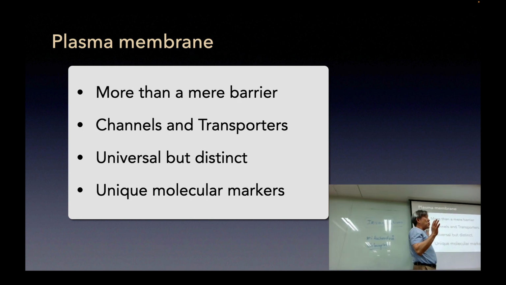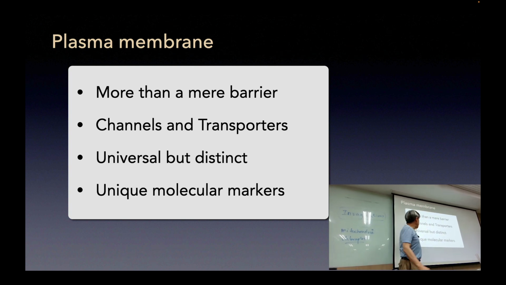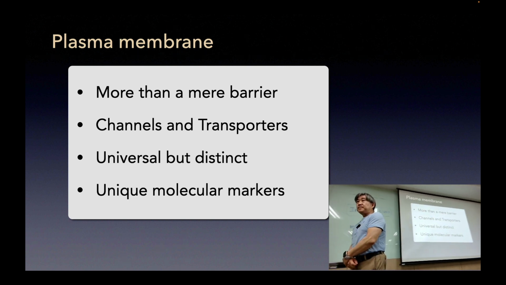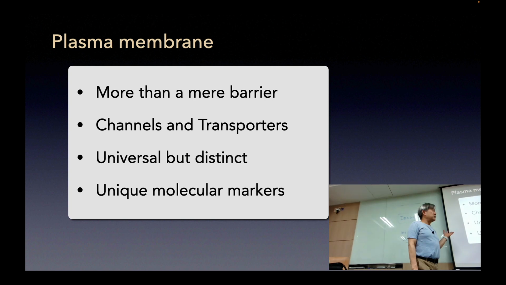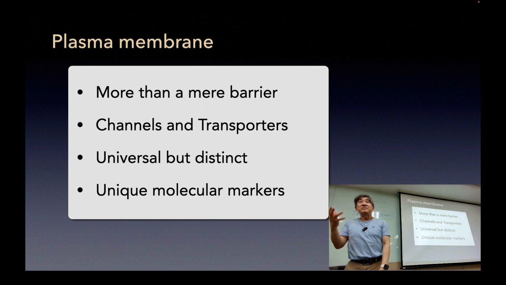But there is something more to that. Not only a mere barrier, it also provides numerous channels and transporters. What's the difference between channels and transporters? Basically the same. Maybe you can think of channels as a passive passage through which material can move from higher concentration to lower concentration. So it's a natural way of movement. It provides such a hole in the space. Transporters you can think of as something active.